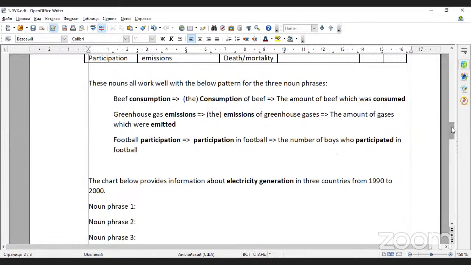Can I ask you to write in the chat box, try to paraphrase this keyword, electricity generation. You don't need to use synonyms like production. Try to use to generate, generation, and electricity, and try to create 2 more. So the first one is electricity generation, and try to create 2 more noun phrases.